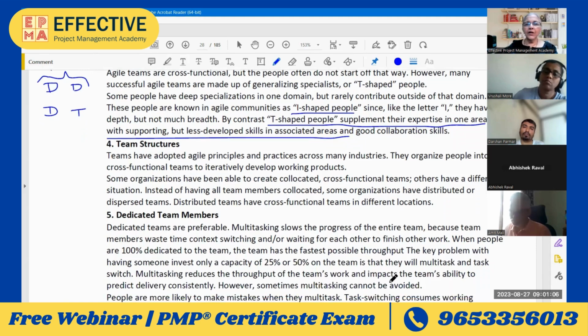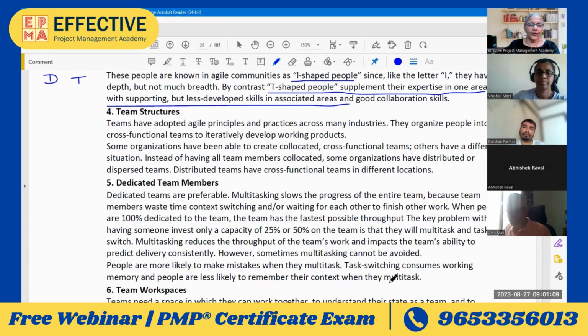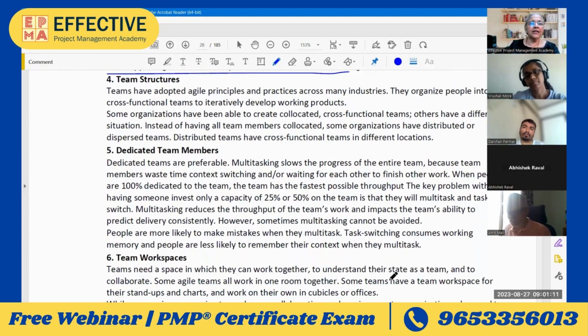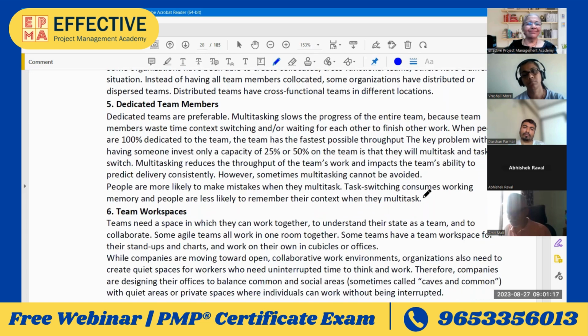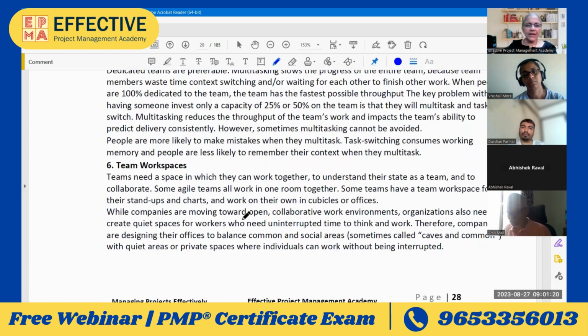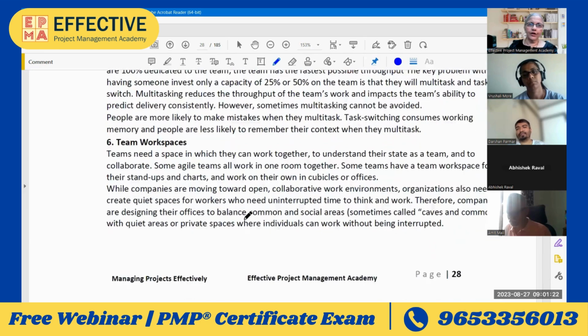Team structure, we have talked about cross-functional, we have talked about dedicated. So I'm not going to focus on that. Team workspaces, scales and commons also we talked about.